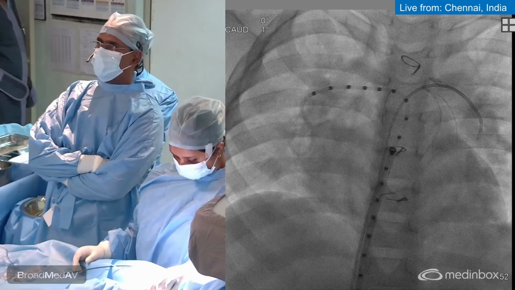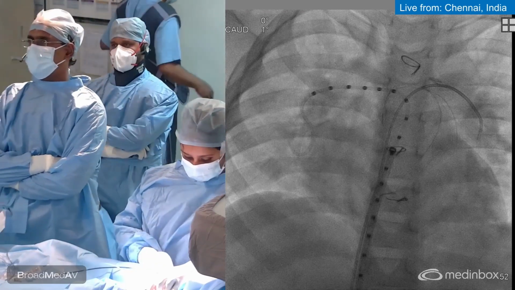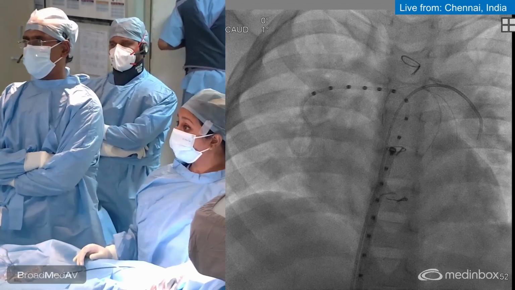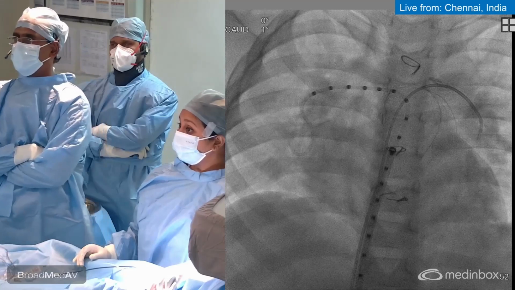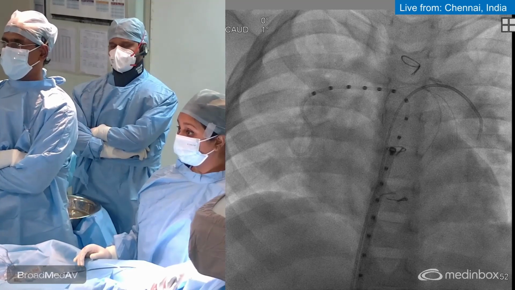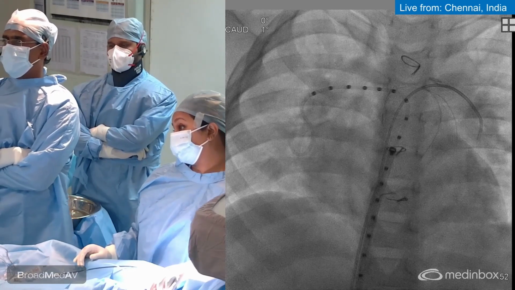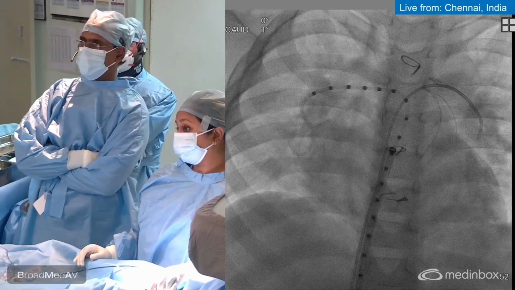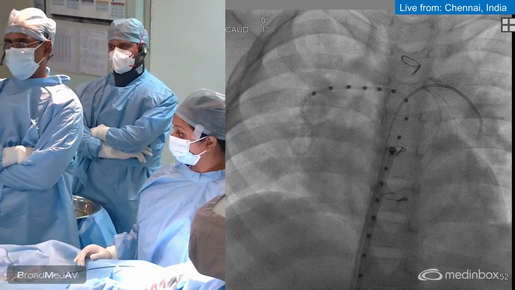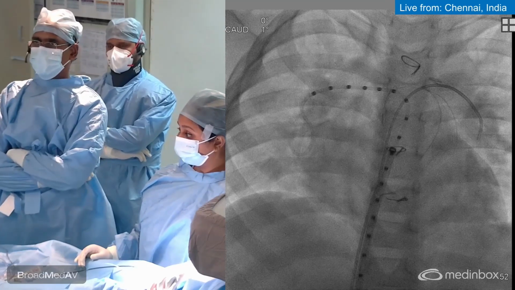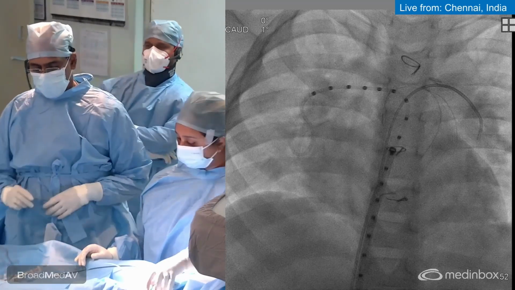And in the pressure tracing, what we see is the right ventricular pressure of around 85 to 90 millimeters of mercury. And the pulmonary artery pressure is somewhere around 30 to 35 millimeters of mercury. So there is a significant gradient between the right ventricle to the right pulmonary artery. The pigtail catheter is deep in the right pulmonary artery.